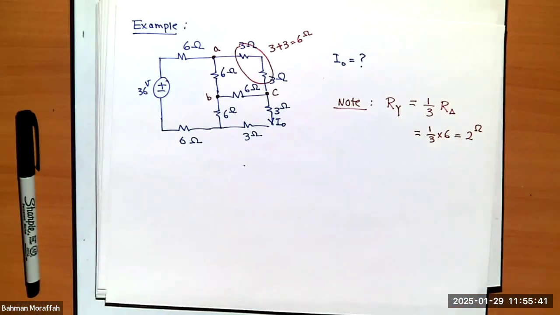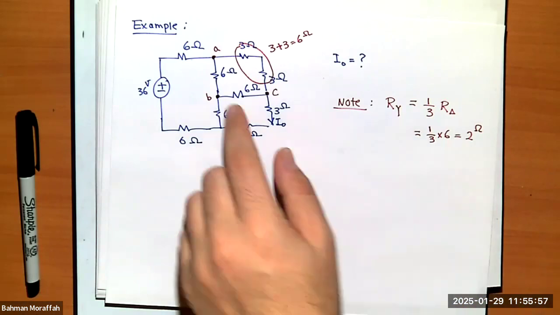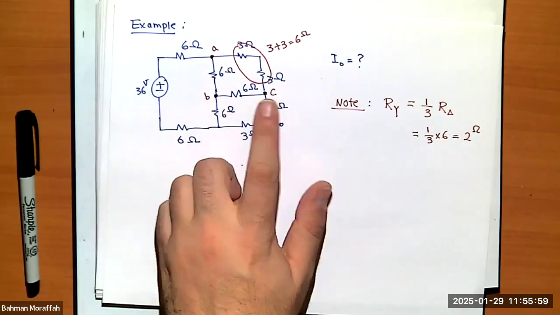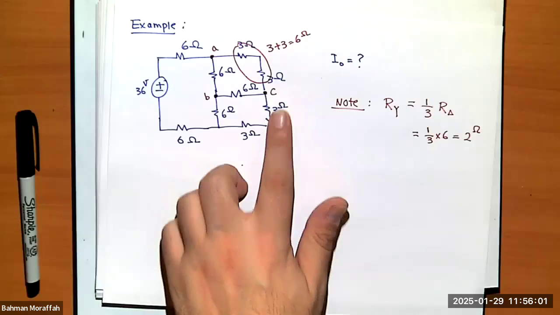One thing I need to pay attention to is that to replace the delta by Y, I've got to make sure that I'm using the right nodes. In this case, it wouldn't matter much because they all have the same number. But if they were different, then I have to make sure A goes to A, B goes to B, C goes to C.